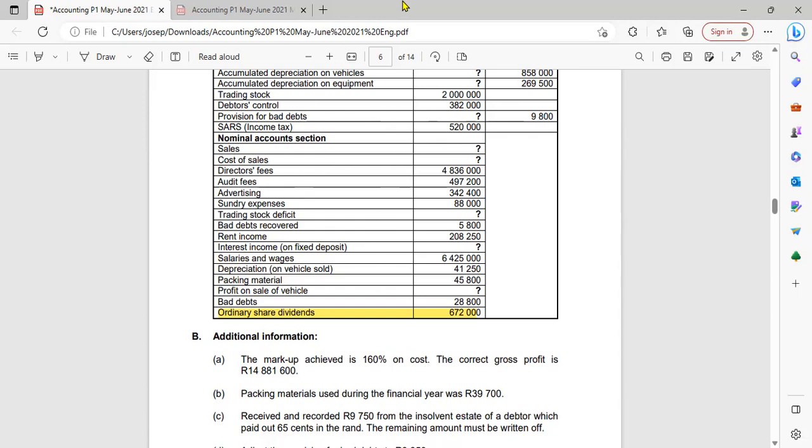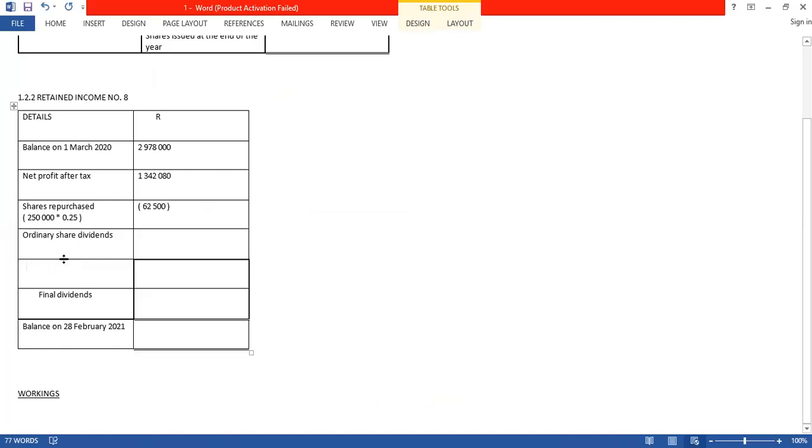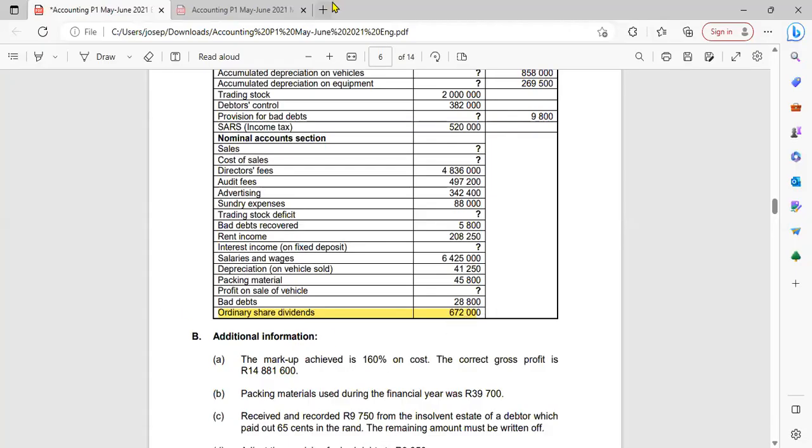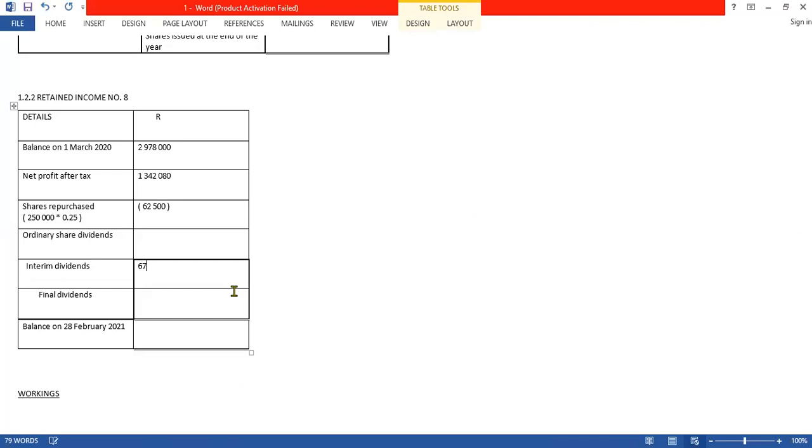So let me go and record my interim dividends first, because final dividends I have to calculate, guys. I'm going to write interim dividends. My interim dividends is that one that is given, which is how much? It seems like I'm forgetting here. Let me go to my question paper and check how much mine is. Okay, it is 672,000, guys. So my interim dividend is 672,000.